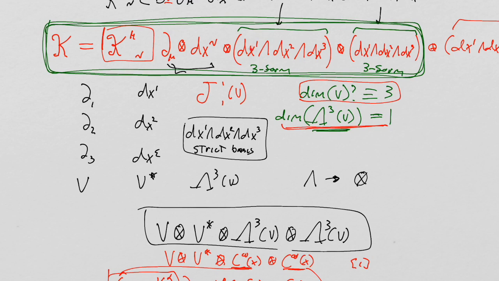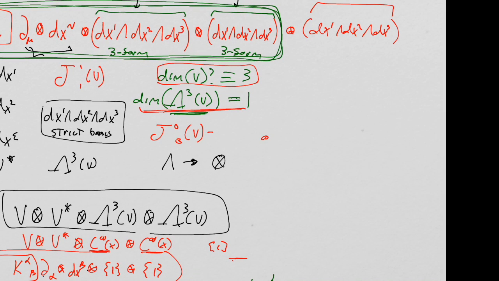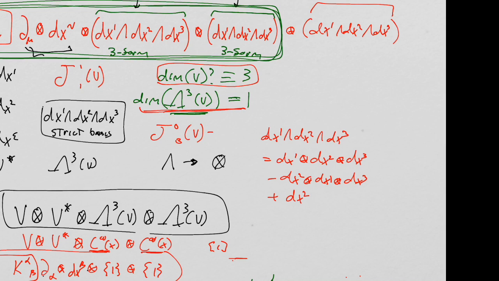Now, if I had taken this and disassembled it into its tensor space basis, meaning if I had written it in the basis of the 0,3 tensor product space, then this thing here, dx1 wedge dx2 wedge dx3, would have become dx1 tensor product dx2 tensor product dx3 minus dx2 tensor product dx1 tensor product dx3 plus dx2 tensor product dx3 tensor product dx1, etc., etc., until all permutations were accounted for.